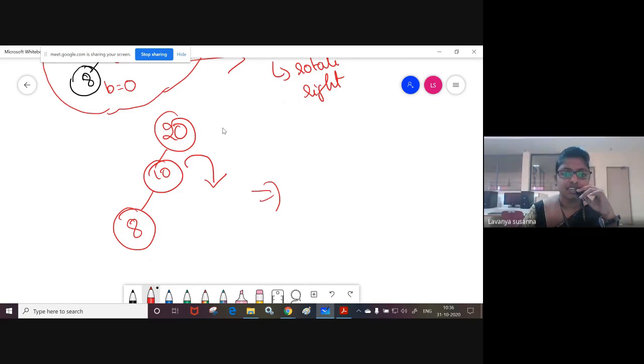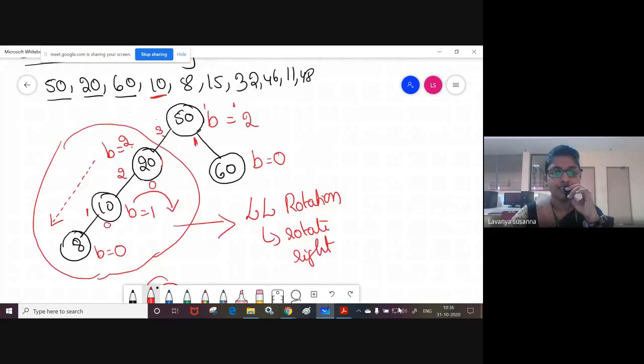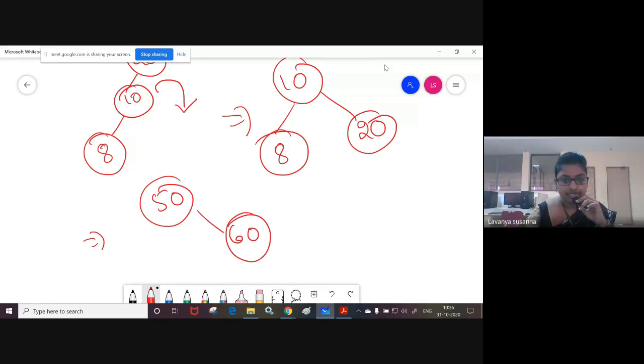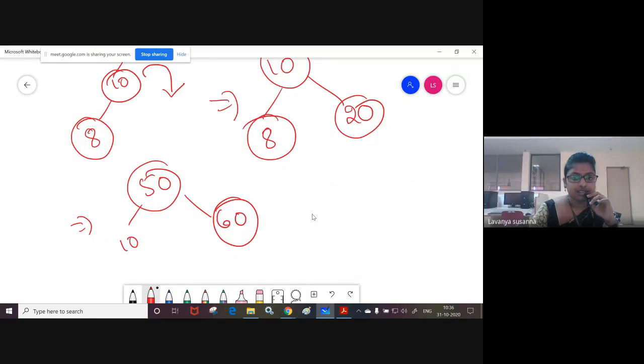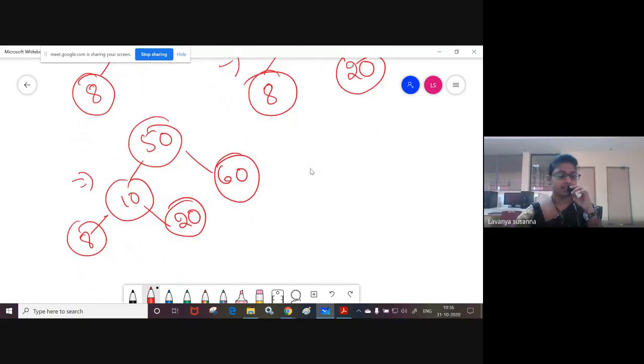Okay. Resultant tree will be 10, 20. 20 is rotated right. 8. Okay, this is the resultant subtree. Now attach this subtree to 50. See here, 50, 60, right? Attach it. Resultant tree is 50, 60. Insert this subtree 10, 8, 20. Okay, now this is a balanced tree.